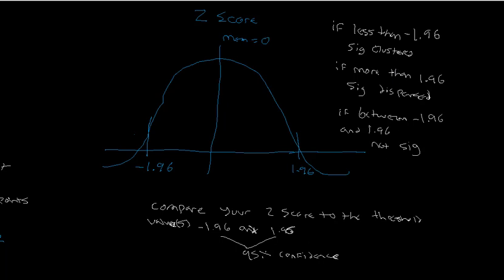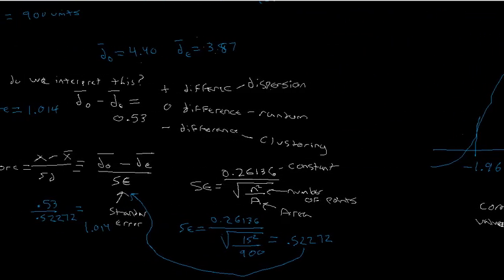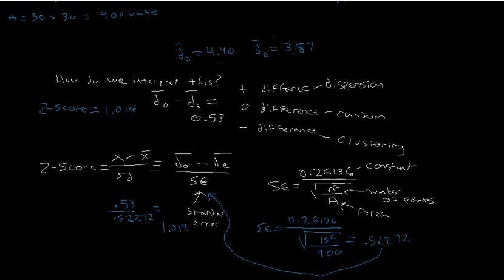So to wrap this video up, let's go ahead and compare our results to these thresholds. So just to recap, the result that we calculated is right here, 1.014. Well, it is less than 1.96, but it is more than negative 1.96. In fact, it's greater than 0. Right? So what we would conclude from all of this work here is that we do not have a significant pattern. Right? We do not have a significant pattern.